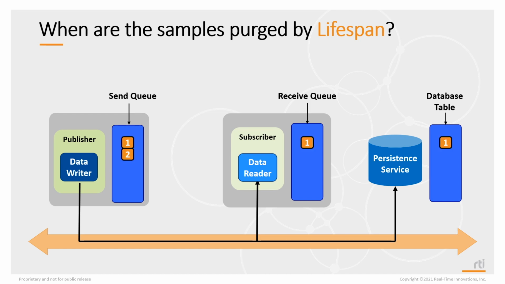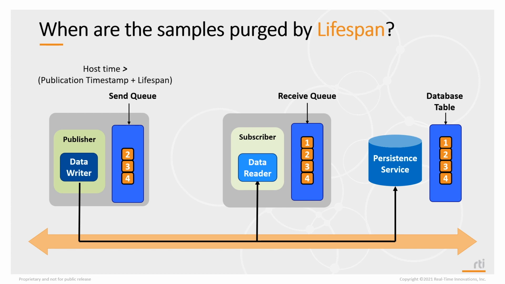So as you send data, of course, it'll be propagated and sent to the data readers, in this case, both the user application and the persistence service. On the sender side, on the data writer side, the data will be removed when the host time, the local clock, is greater than the timestamp taken when the data was sent, called the publication timestamp, plus the duration of the lifespan. So when the local clock exceeds this time, that data will be removed.